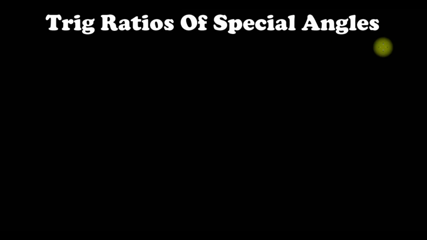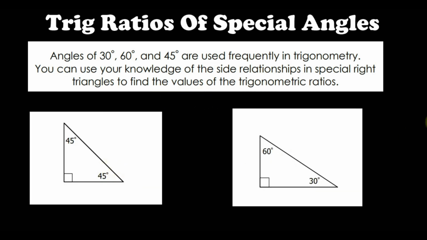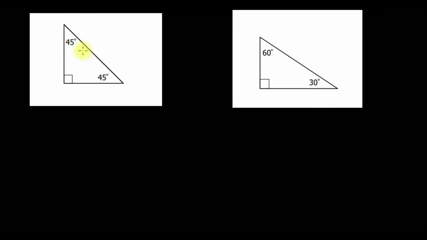So the last thing we're going to get into is the trig ratios of special angles. Angles of 30 degrees, 60 degrees, and 45 degrees are used frequently in trigonometry. You can use your knowledge of the side relationships in special right triangles to find the values of the trig ratios. So these are the 2 special right triangles. In a 45, 45, 90 degree right triangle, if the side that is opposite from the 45 degree angle is x, this is x, this is x, and the hypotenuse is x times square root of 2.